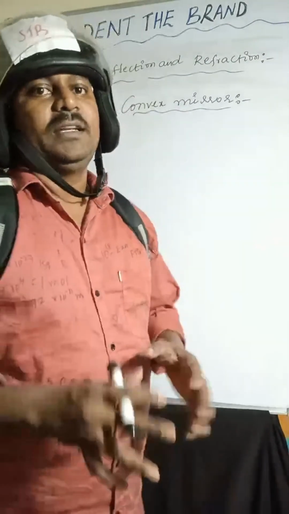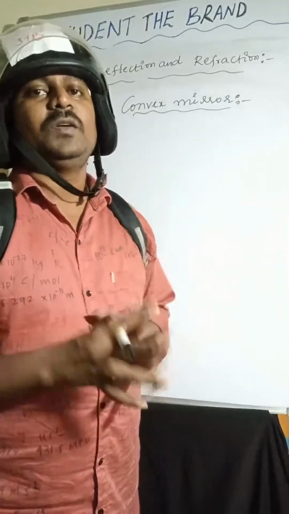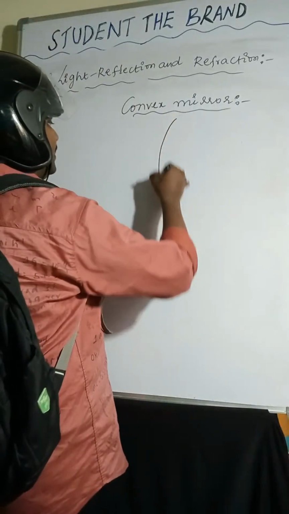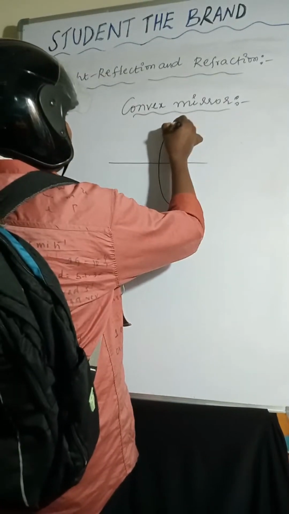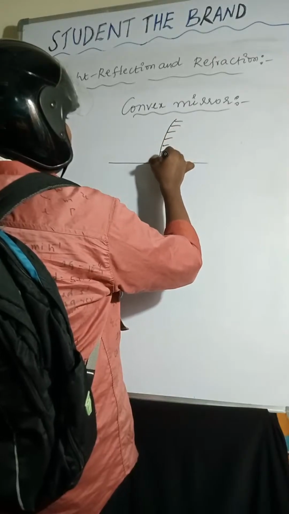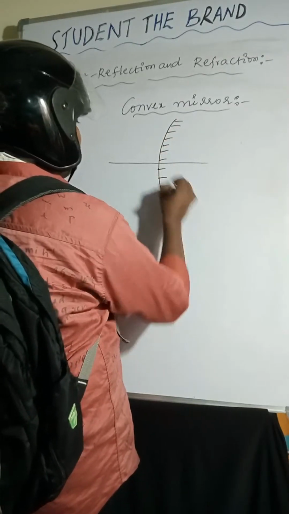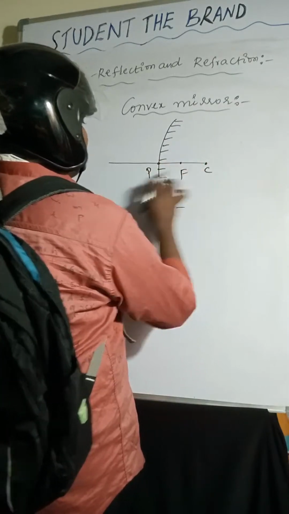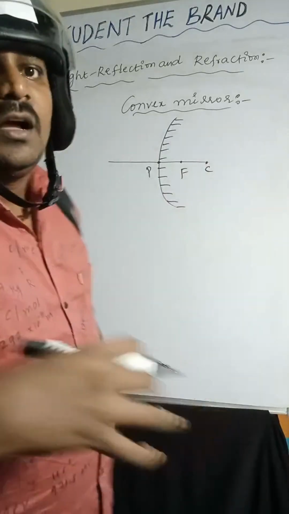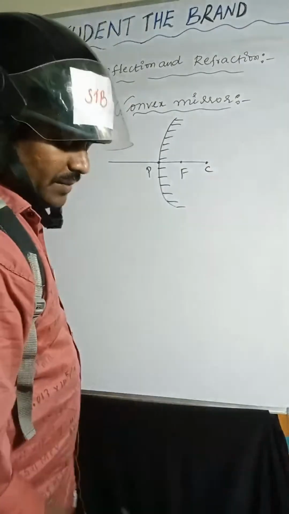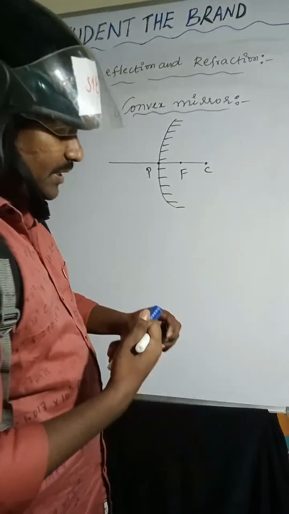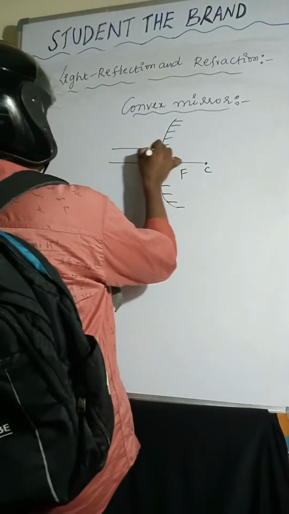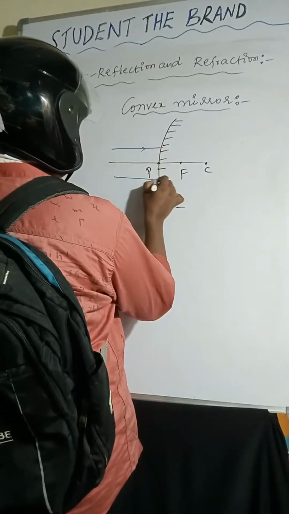Okay, so in this mirror there are only two cases. In the first case, the object is placed at infinity. So I am taking a convex mirror here, with pole, focus, and center of curvature. Object is placed at infinity. How many light rays are required to form the image of the object? Minimum 2 light rays are required. So one light ray I am taking like this, another light ray like this.